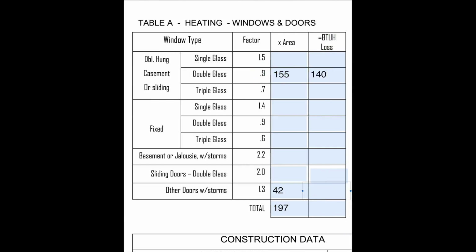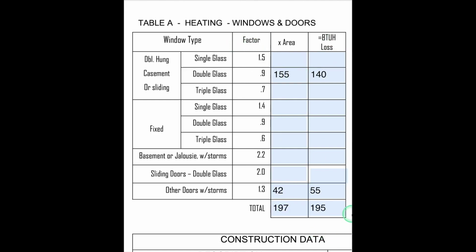Well, the door, it's 1.3 times 42 square feet equals 54.6. So we could just call that 55. 55 BTUs an hour of loss. So when we add up 140 from our windows plus 55, it gives us 195 BTUs an hour of loss through those windows and doors.